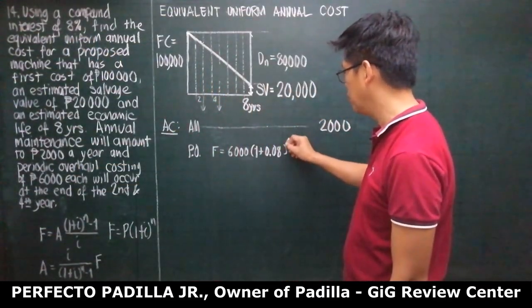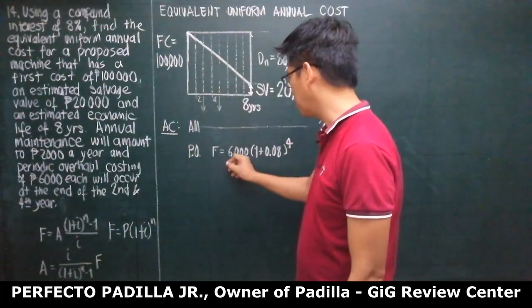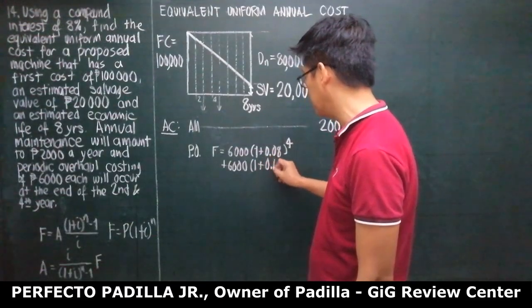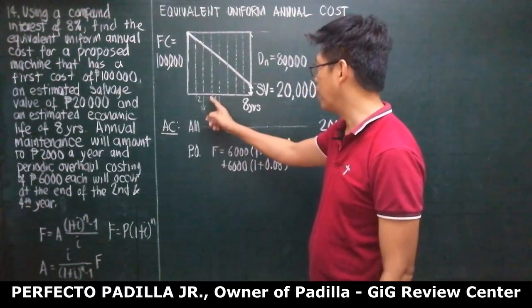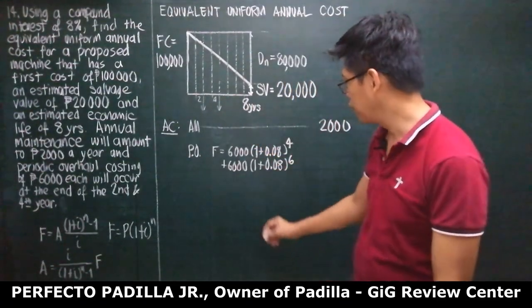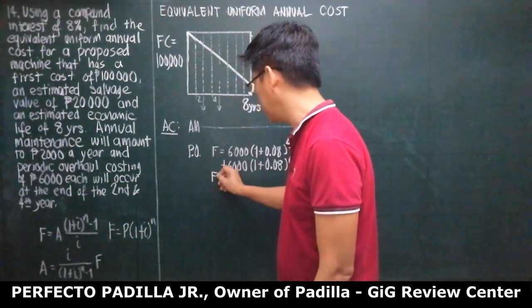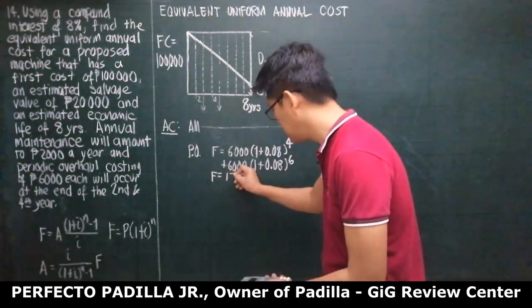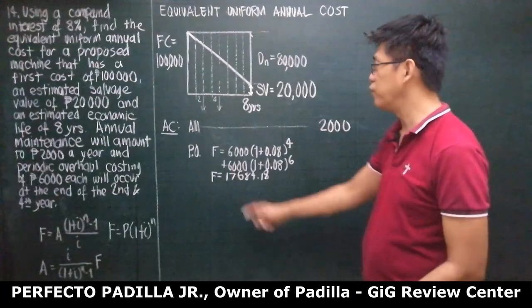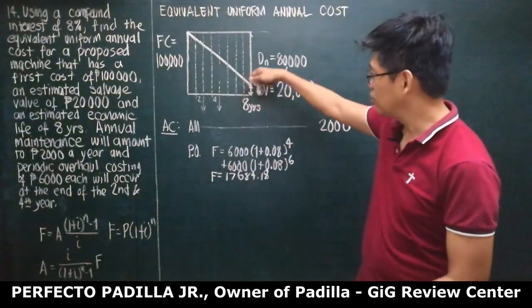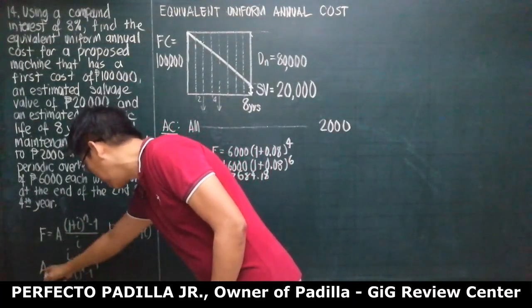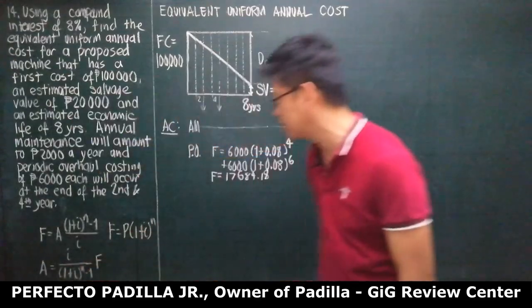1.08 raised to 4. Itong 6,000 na to is going to be 6,000 times 1 plus 0.08 raised to 1, 2, 3, 4, 5, 6 raised to 6. So, yung future amount natin nito is going to be equal to 17,684.18. Yan yung future nitong dalawang to. Pag kinonvert mo sa annual, so future to annual, you just multiply the future by this quantity.